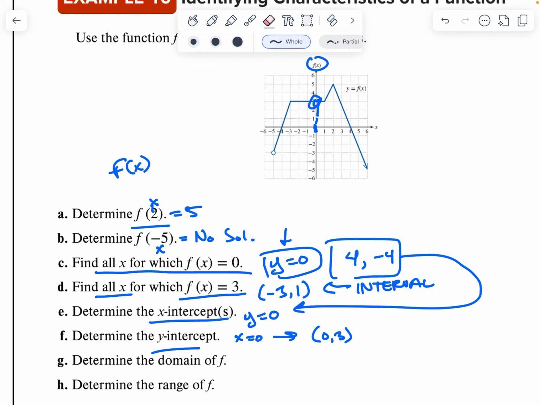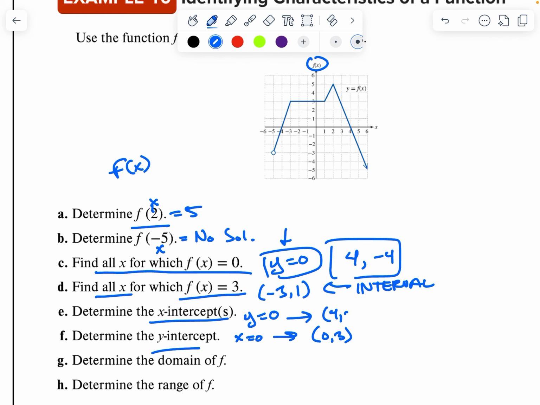I should go back a step here. We really didn't write the x-intercepts correctly. They are points. An x-intercept is a point, just like a y-intercept is a point. So here, those x-intercepts, if y is 0 and x is 4 and negative 4, that would be (4, 0) and (negative 4, 0). Those are your two x-intercepts. They are points.